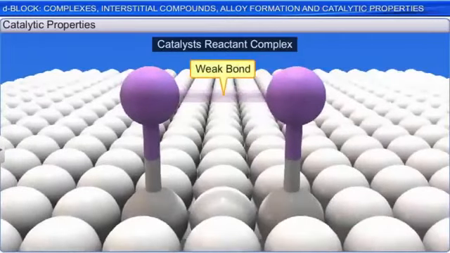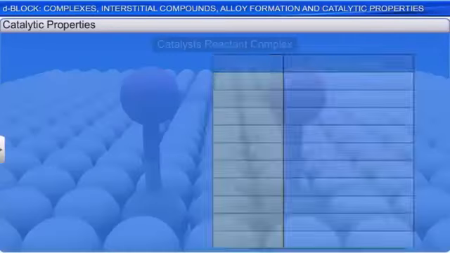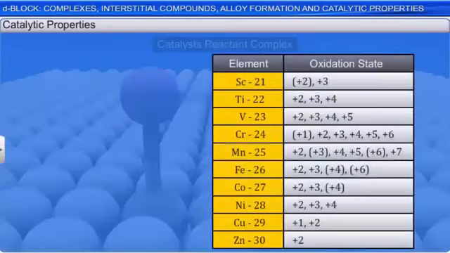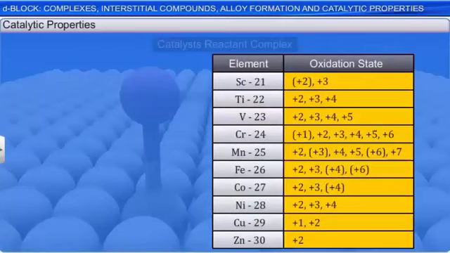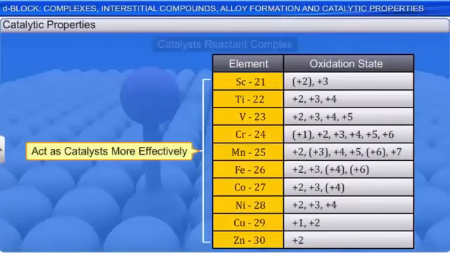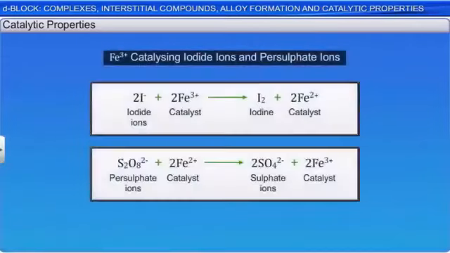Since the transition metal ions can change their oxidation states, they act as catalysts more effectively. For example, iron(III) catalyzes the reaction between iodide and persulfate ions by changing its oxidation state. It first gets reduced to Fe2+ by oxidizing iodide ions and then gets oxidized to Fe3+ by reducing persulfate ions.